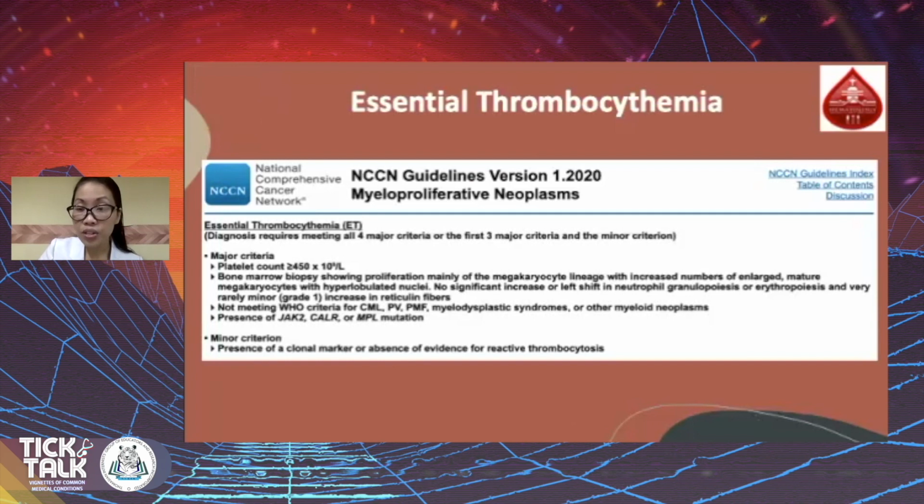This is the criteria for the diagnosis of essential thrombocythemia, or essential thrombocytosis, lifted from the latest edition of NCCN. So we have to meet all four major criteria, or the first three major criteria with the one minor criterion.